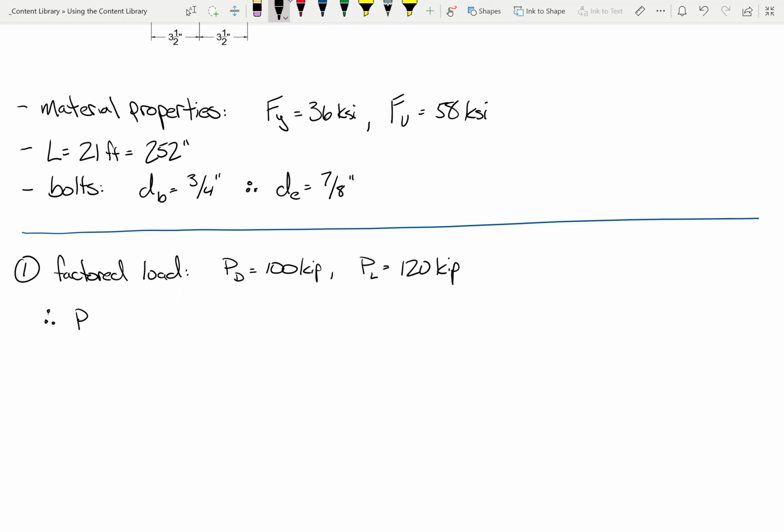And again, we up that live load a little bit more because we're less certain about it. And that's not 100 kips, that's 120. Okay. So 1.2 dead plus 1.6 live. What do we get for this? 312. 312.